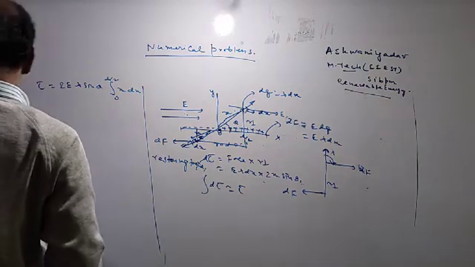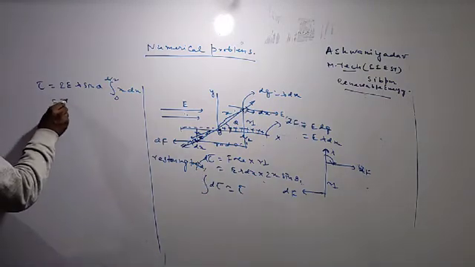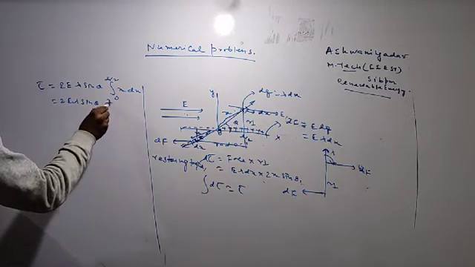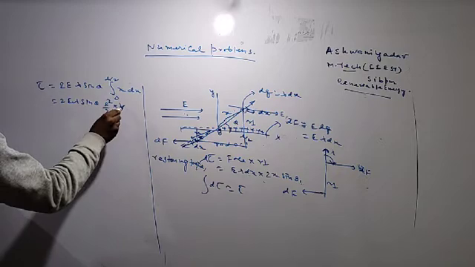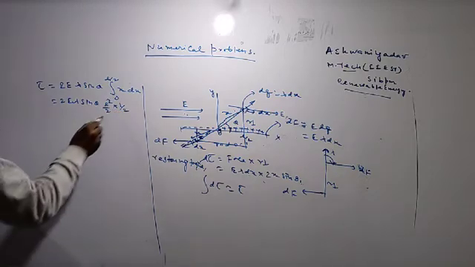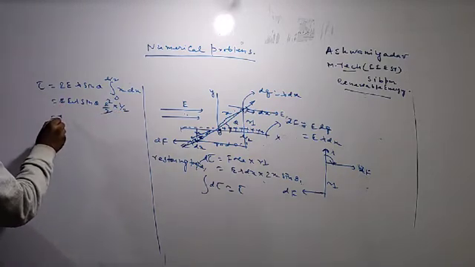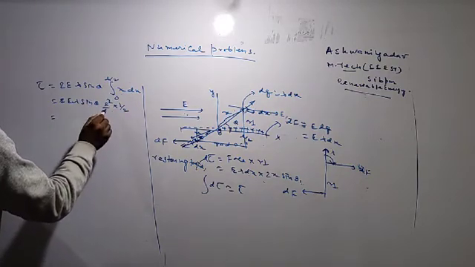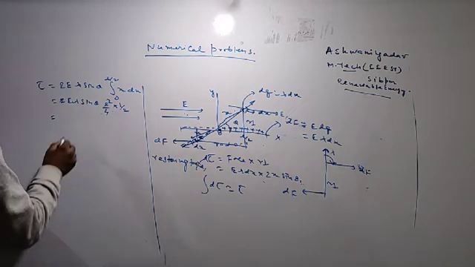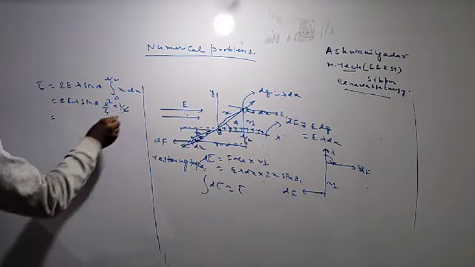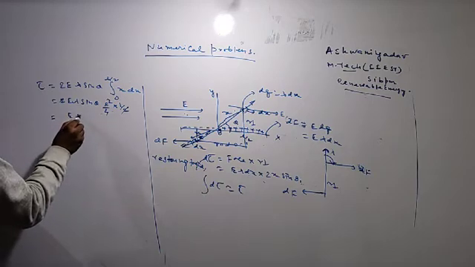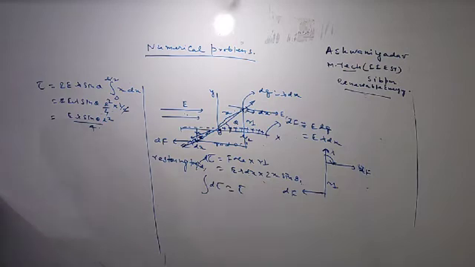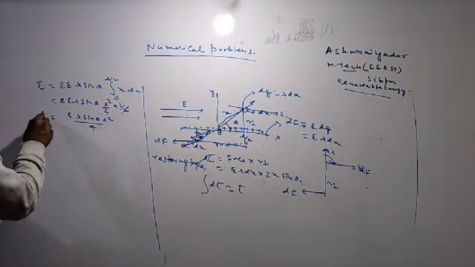Okay, so now we have 2E lambda sine theta, x square by 2, with limit L by 2, into half. This is going to cancel out. So we have L square by 2, so this is going to be L square by 4. So we have E lambda sine theta L square by 4. So this is our torque.